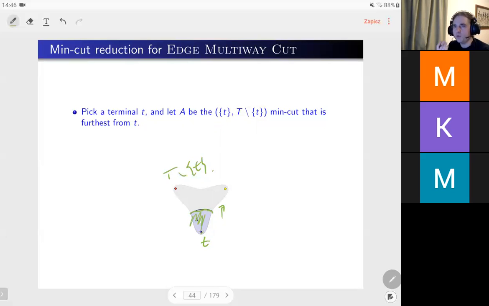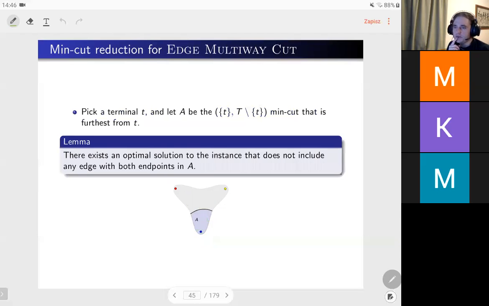In the edge deletion variant, this boils down to no edge inside here being deleted. The solution is entirely outside, so that you can again contract this area onto T. You take this min cut furthest from T and you contract the part reachable from T onto T, and that won't break the solution, because we proved last week, with a simple proof using submodularity, that you can always move the solution away from this area reachable from T. So let's do this reduction. This was the lemma we actually proved last time: there is an optimum solution to the instance that doesn't include any edge with both endpoints in this reachable area.